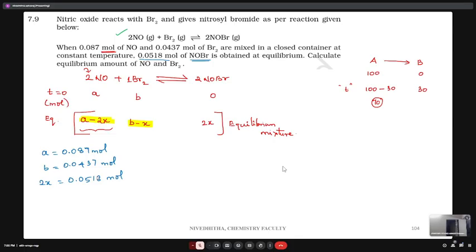Yes, Sendamil Chelvan, your answer is 0.0352. Okay. So the equilibrium concentration of NO is 0.0352 and Br2 is 0.0178. Right. Your answer is right. How about the rest of the students? You guys got the answer?